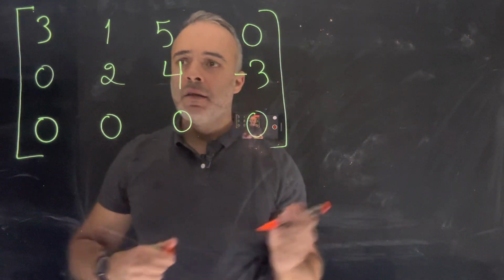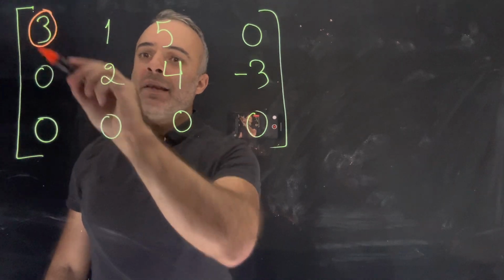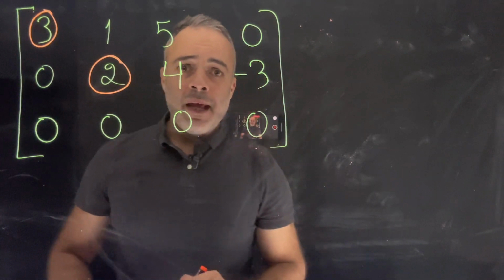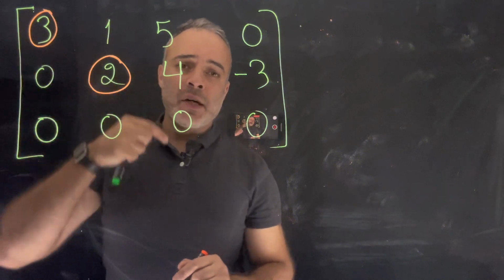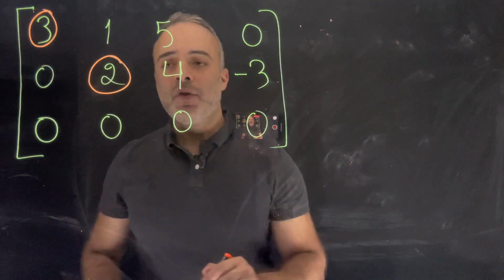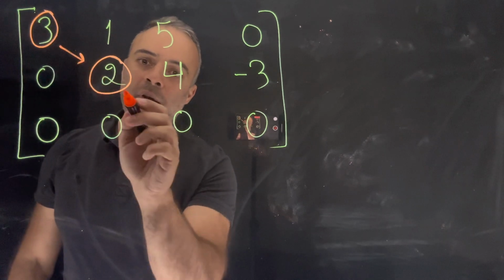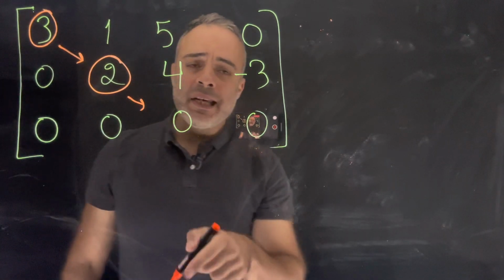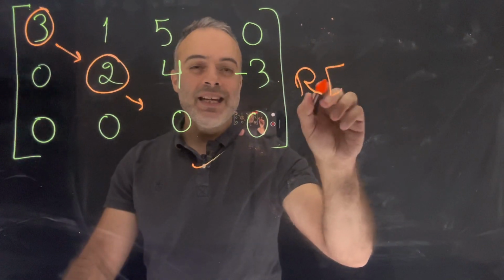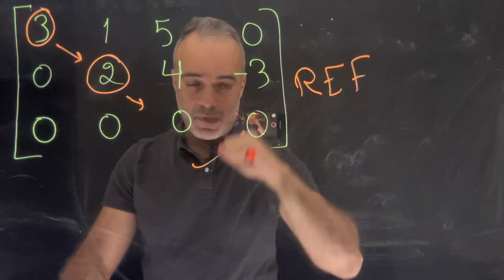If you like, you can circle the leading entries in every single row, and then it becomes easier to keep track of these leading entries. So as you go down and move from left to right here, there is no leading entry. So here we go. That is in the REF. That's example number 1.